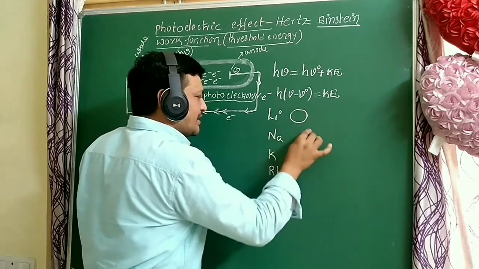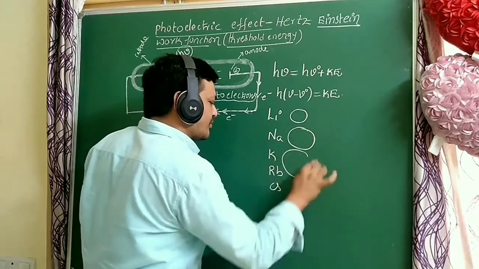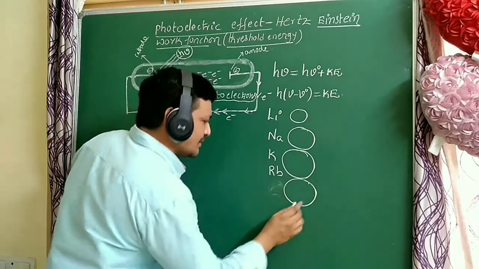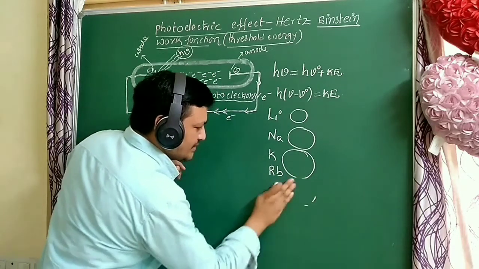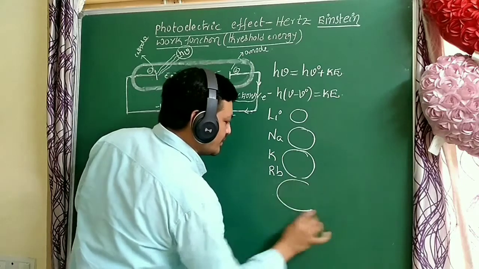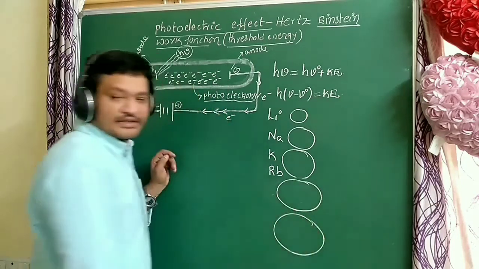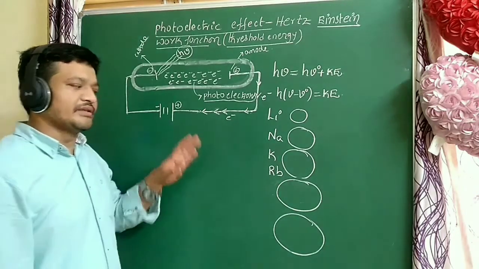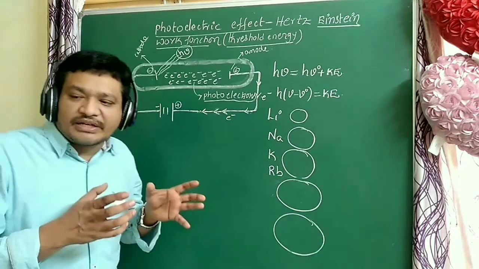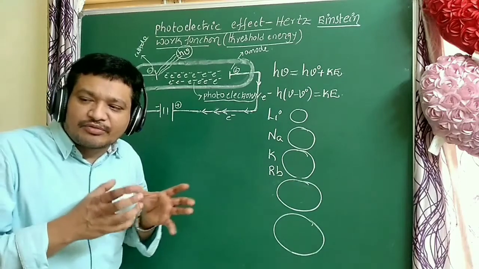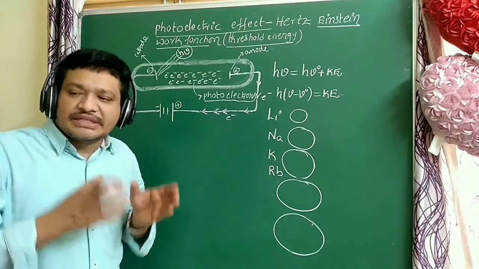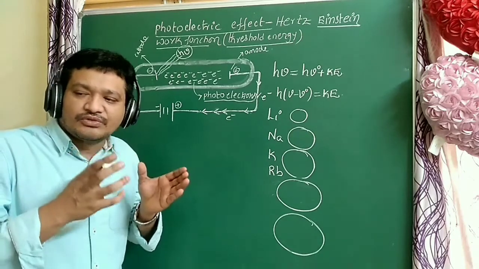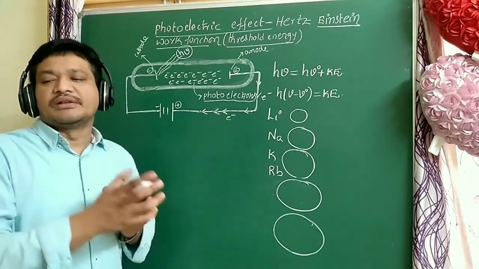This is the lithium size, this is the sodium size, this is the potassium size, and rubidium size and cesium size. The size of the atom increases from top to bottom. Less energy is required to remove the electron, so that means less threshold energy. Less energy is used to remove the electron from the metal surface.